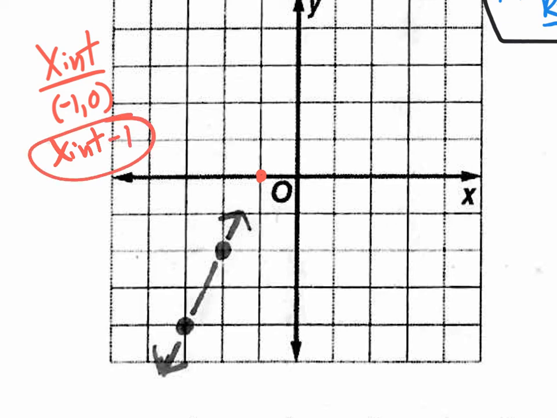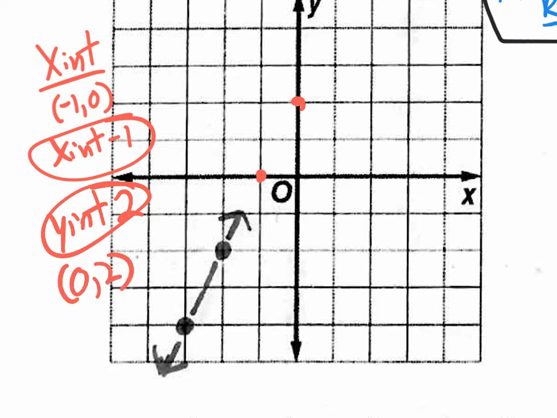What would your y-intercept be? Again, let's continue with the pattern of going up 2 over 1, up 2 over 1, up 2 over 1. You're going to end up right there. And that will be your y-intercept of 2. So your y-intercept is 2. Or you could say that the coordinate's 0, 2. Because you go 0 on the x, 2 on the y.